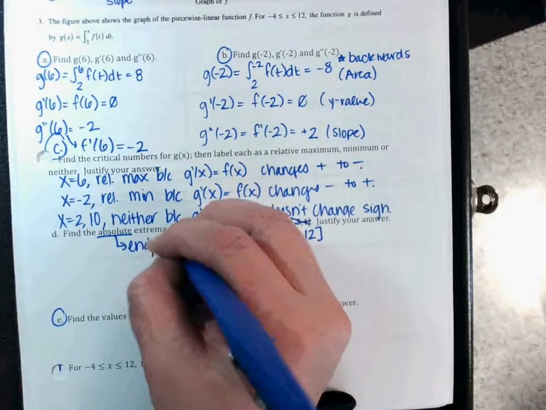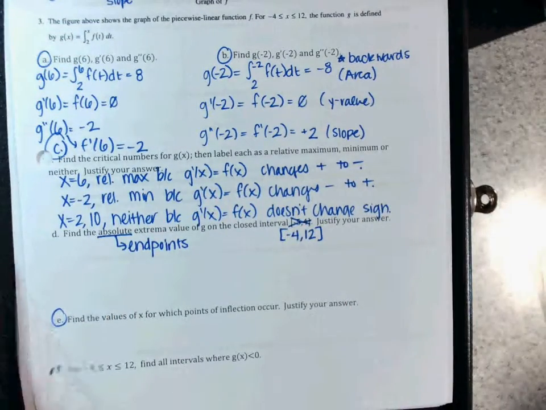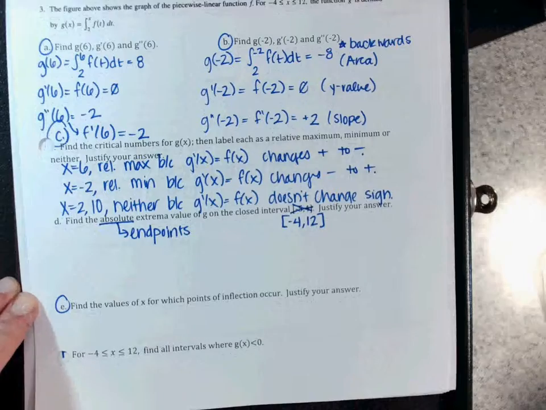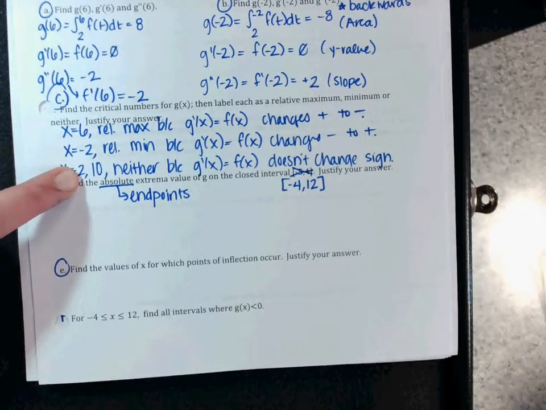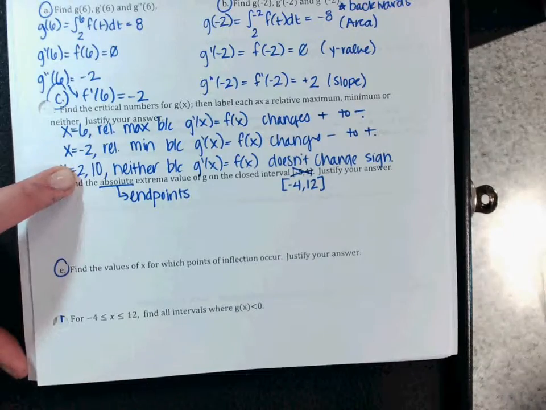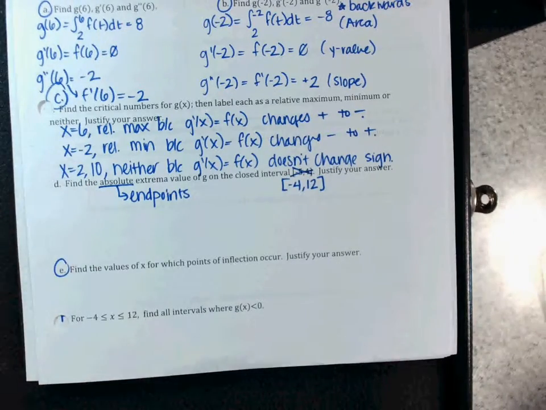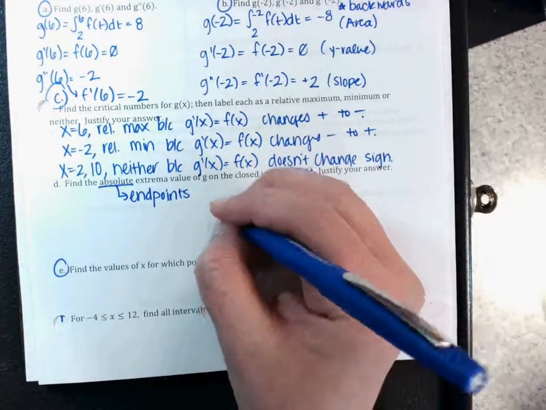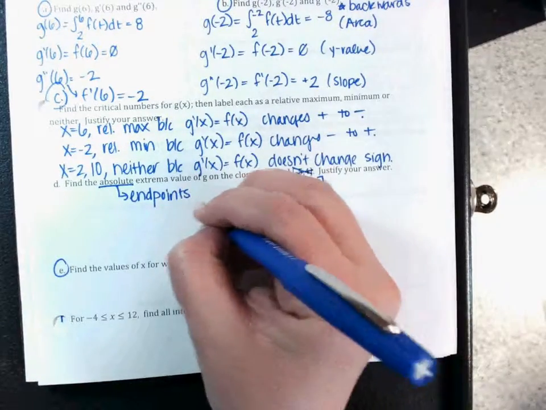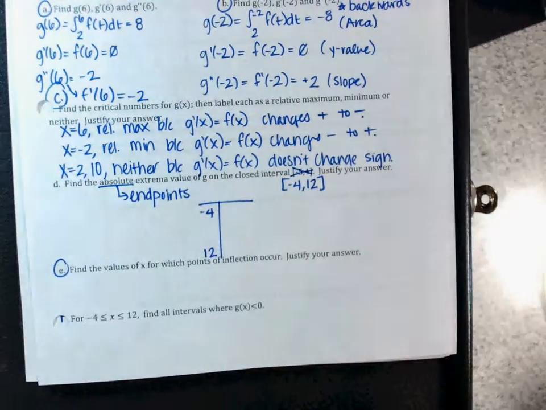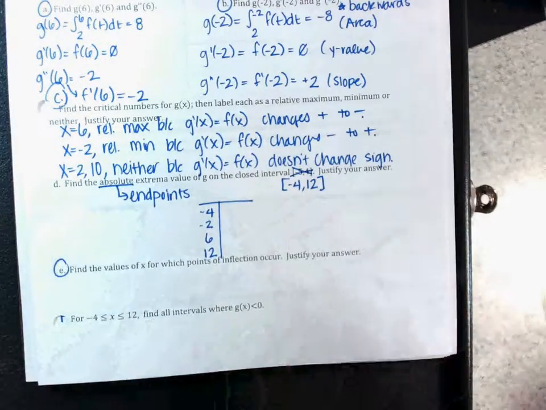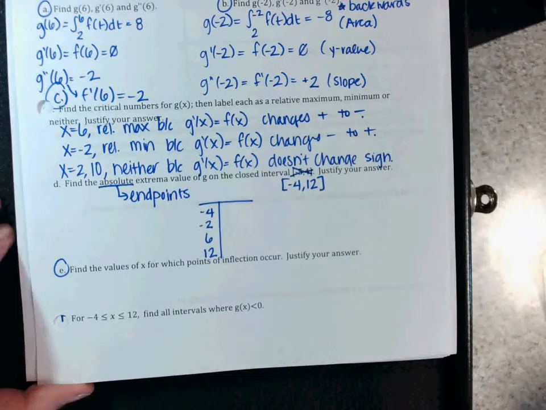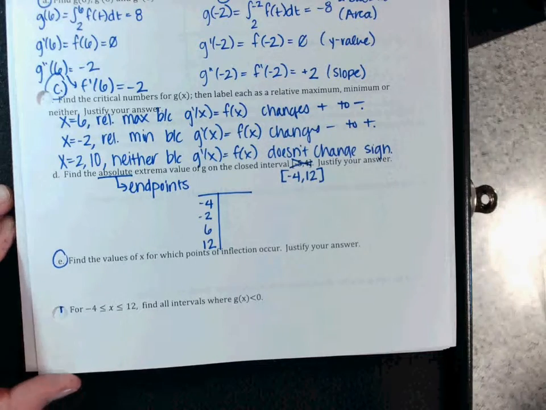Okay, so let's talk about that. Let's set up our chart. What critical numbers can I leave out of the chart? Yes, 2 and 10, I can leave those out because they're neithers. We know they're not going to win. So when I set up my chart here, I'm going to put negative 4 and 12. I'm going to put negative 2 and 6. But I'm not going to list the two that are neithers because I know they're not going to win.